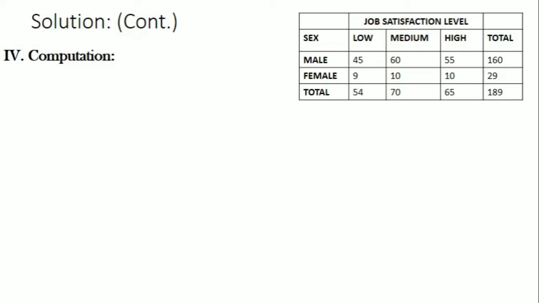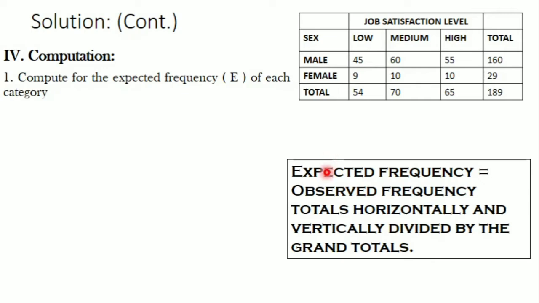So how do we compute? First, you need to compute for the expected frequency of each category. How do we compute for the expected frequency? Expected frequency is equal to the total horizontally, and then the total vertically. You need to multiply these two, and then divide by the grand total.